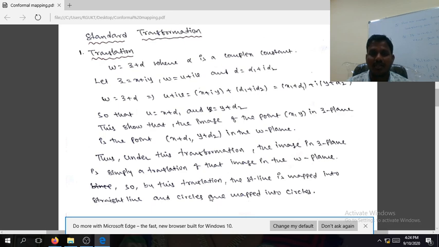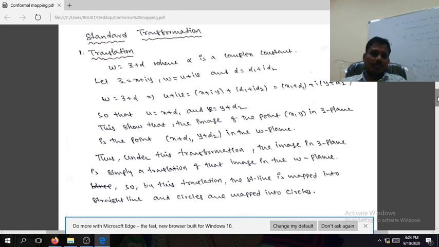So by this translation, a straight line is mapped to a straight line and circles are mapped to circles. Whatever curve you are taking in the Z plane is mapped to the same curve in the W plane. The position is different. This is the translation. Okay.